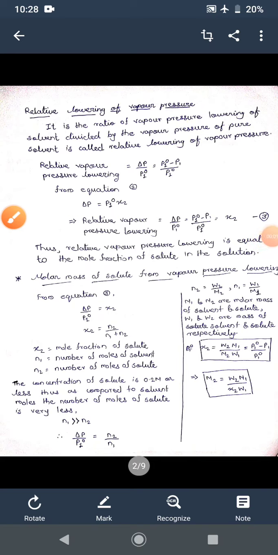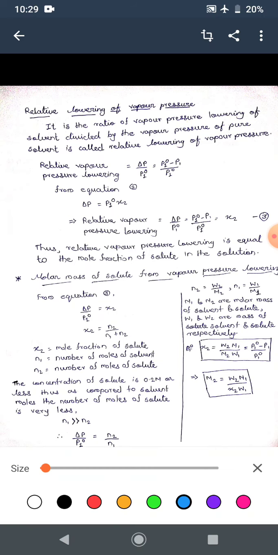We will discuss now the relative lowering of vapor pressure. The relative lowering of vapor pressure is the ratio of vapor pressure lowering of solvent divided by the vapor pressure of pure solvent. So, the equation is relative lowering of vapor pressure equal to delta P upon P1 naught. Delta P is the lowering of vapor pressure, and P1 naught is the vapor pressure of the pure solvent.